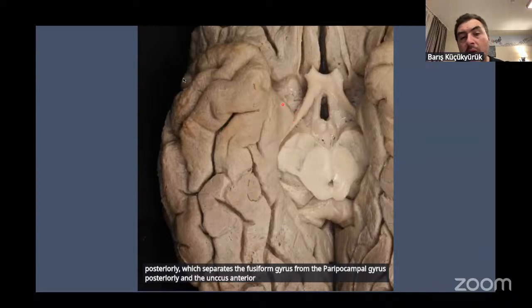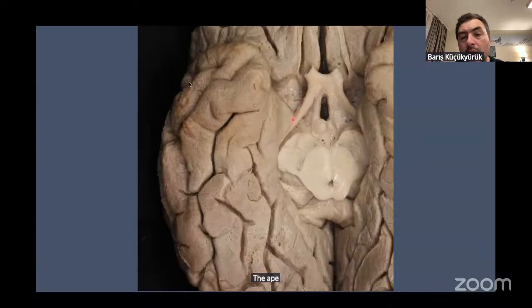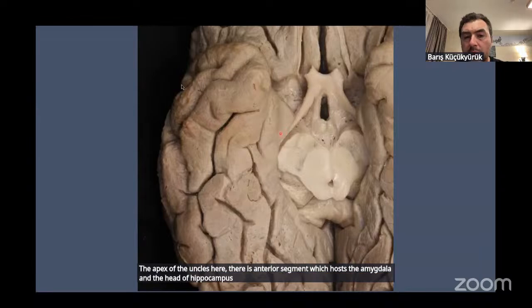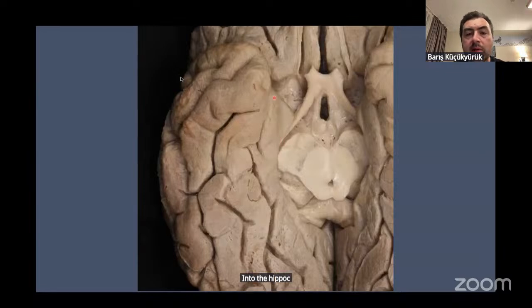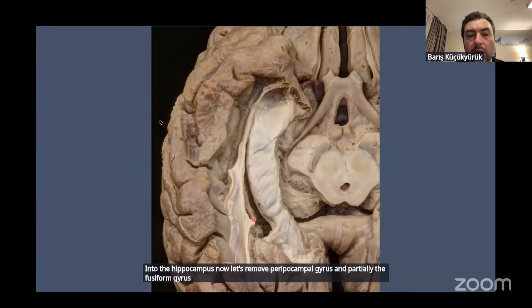As I said, at the apex of the uncus there is the anterior segment which hosts the amygdala and the head of hippocampus, and the posterior segment. All this surface is actually entorhinal cortex, as I said, which carries the afferent and the efferent pathways into the hippocampus. Now let's remove the parahippocampal gyrus and partially the fusiform gyrus to have this.